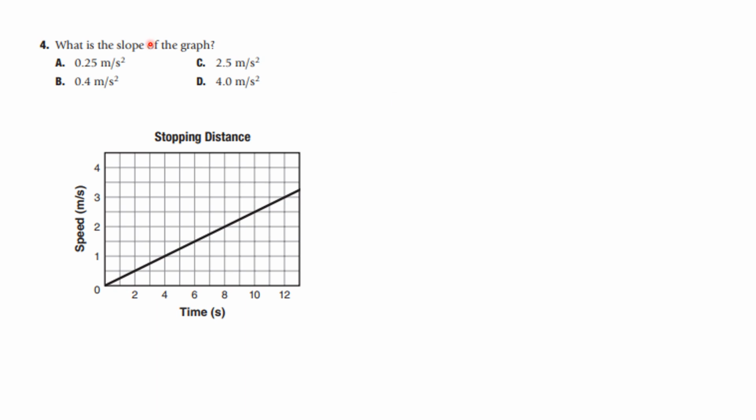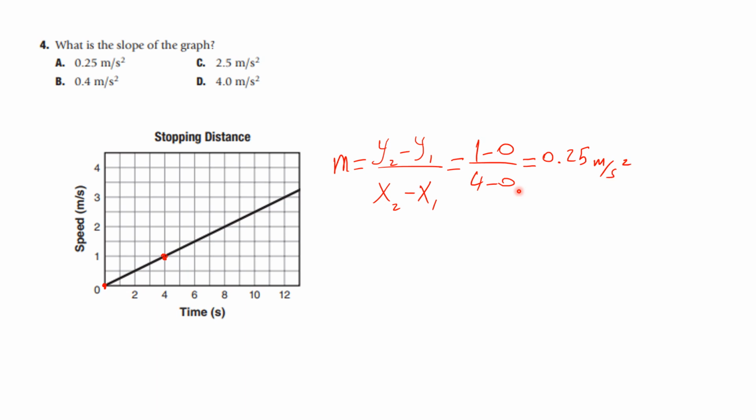Here is a small question to solve. I chose it for you. What is the slope of this graph? They gave us a graph and they ask us for the slope. Same thing: to calculate the slope, we define the 2 points first, and then y2 minus y1 over x2 minus x1. In this case, 1 minus 0 over 4 minus 0. So y2, which is 1, minus y1, which is 0, I choose 0, divided by x2, which is 4, minus 0. So it's 1 over 4, which is 0.25 meter per second squared.